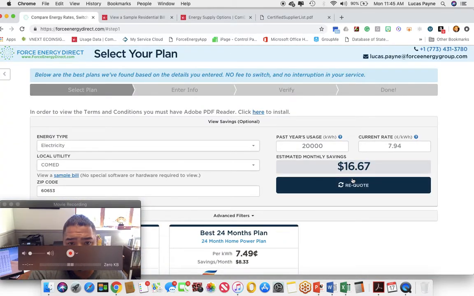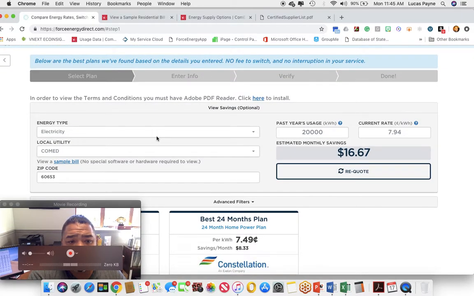What you'll notice is that you can see across the top confirming that it's energy usage, confirming that it's the zip code in ComEd. Here you'll see the past year's energy usage and the current rate from ComEd. They're usually somewhere between 7 and 8 cents. In some markets they're even higher. And this is cents represented with a decimal point behind the penny point.